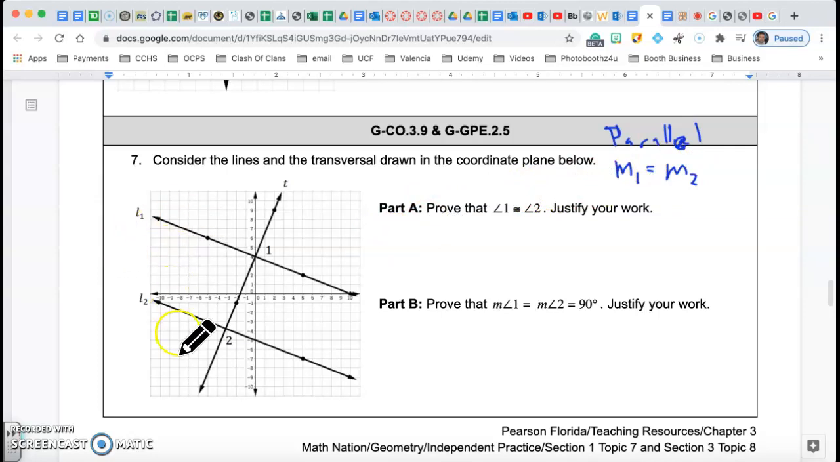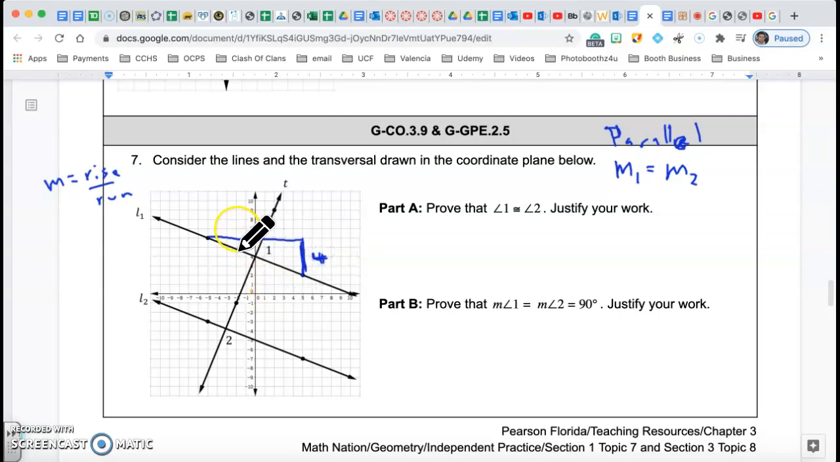So let's find the slope of each of those 2 lines. So first of all, I see that they give me 2 points. There's a reason for that. So let me make a triangle between those. Remember, the slope is rise over run. Okay, the rise is the vertical piece, which is this, and the run is the horizontal piece. So my rise is 1, 2, 3, 4.